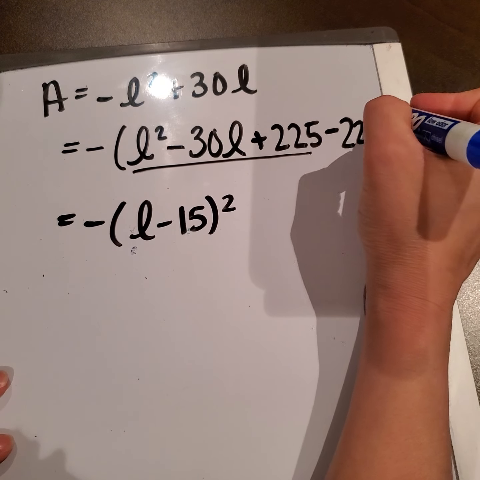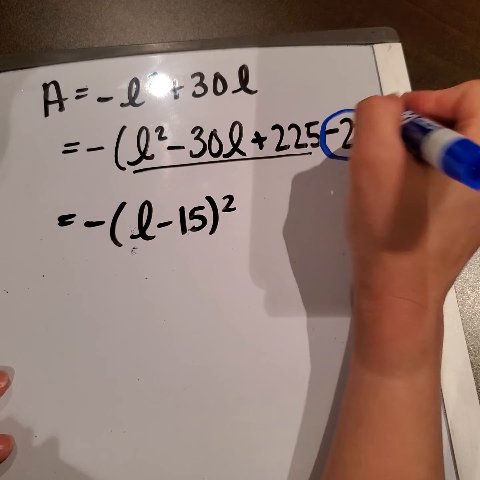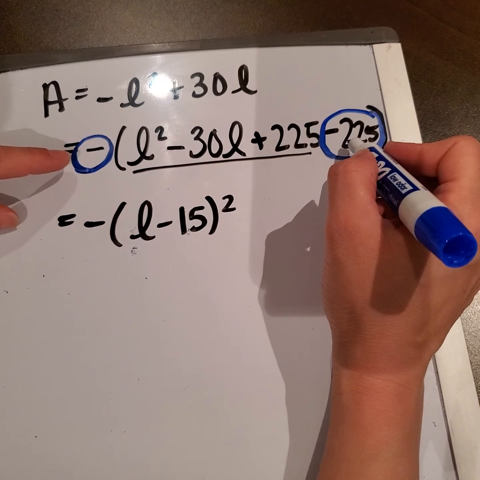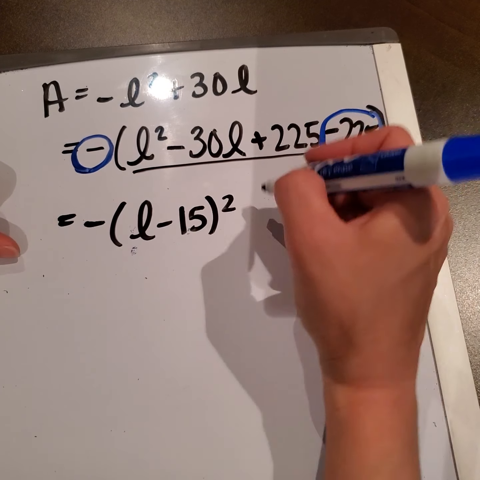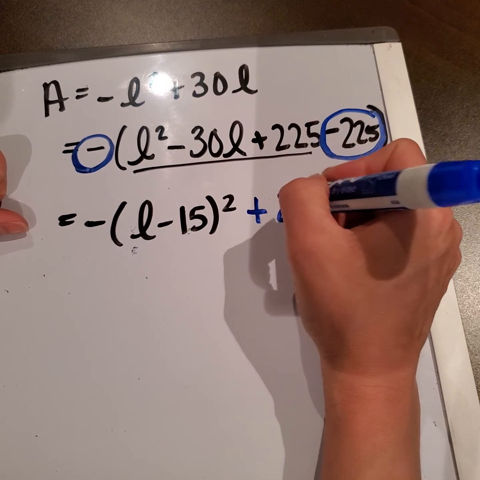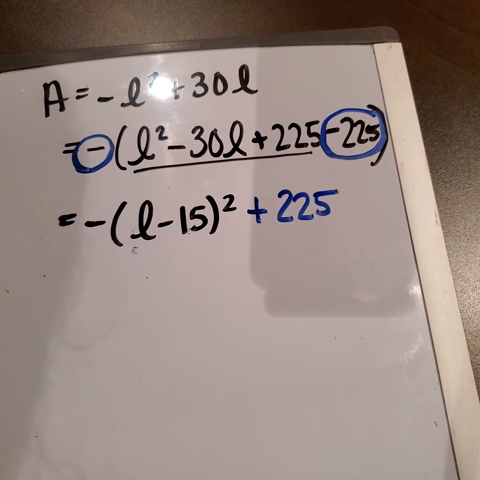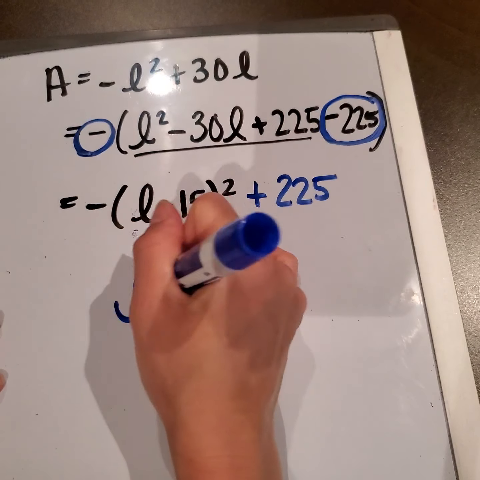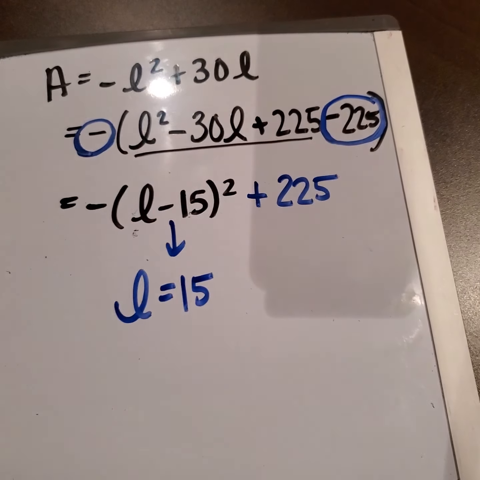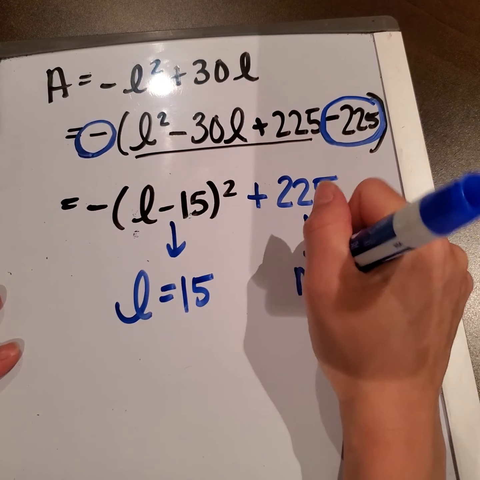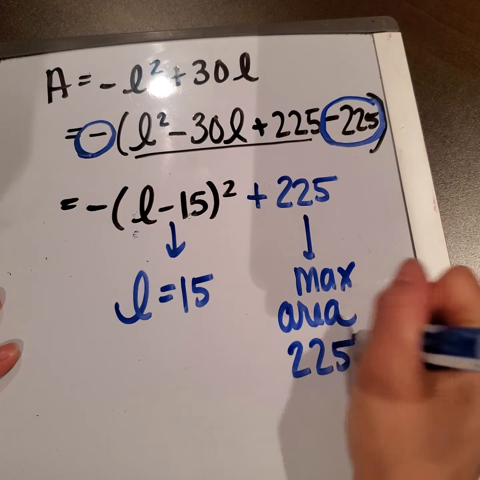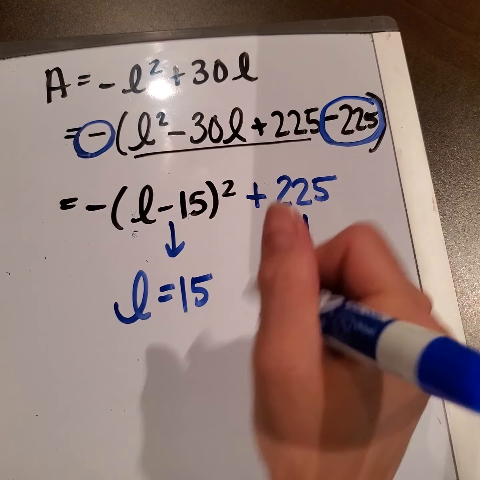Now, this guy is owned by the bracket, but I want to pull him out. Okay, there's a negative that's in charge of this bracket. I want to pull him out, which means I have to multiply negative 225 by a negative 1, which gives me a positive 225. And I'm done. Now I'm looking at all the good stuff, right? I know that the length that's going to maximize the area is 15, and the max area itself is going to be 225, and this is feet squared, okay?